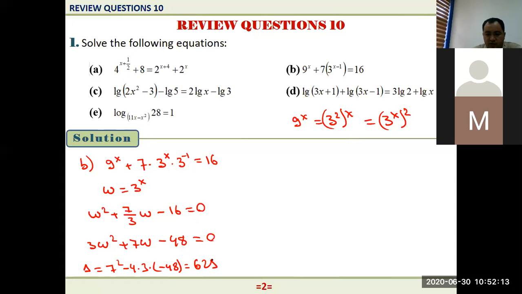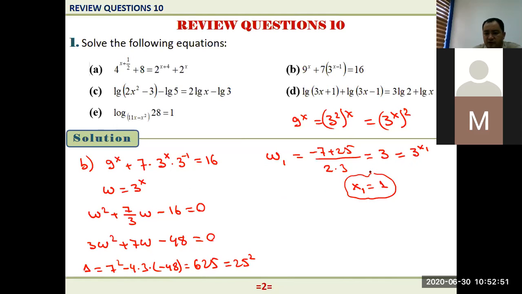The discriminant is 625. So from here, W1 equals minus b, that is minus 7, plus the square root of 625. That is, we know that this thing is 25 squared. So here we have 25 over 2 times 3, which is 18 over 6, and that's equal to 3. And from here, what is W1? It is 3 to the power x sub 1. So from here, what is x sub 1? That's equal to 1. That's our first solution, right?